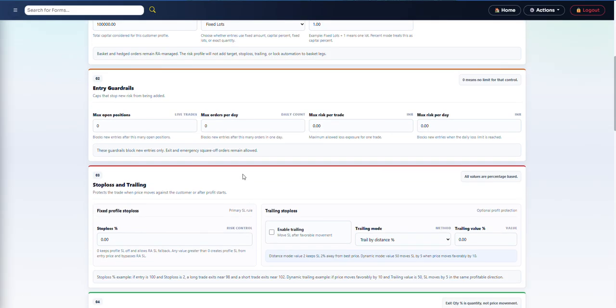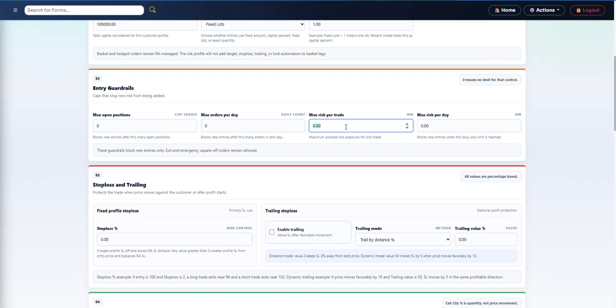Going forward, for entry, you can decide max open positions. For example, if you give 5, then only 5 positions can be open at a single time. If a sixth comes, it will not be processed to your broker and will be rejected in your account. With max orders per day, if you put 8 or 9 and that many trades are done for the day, it will not take the next order, and trading will be stopped for that day.